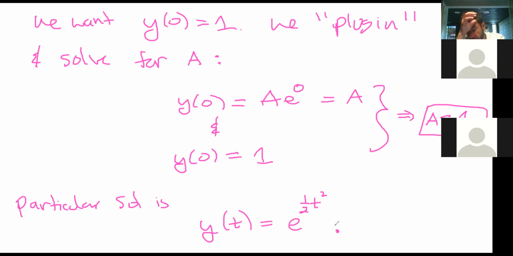Now, you might remember in differential equations, you probably studied this theorem called the existence and uniqueness theorem. There's this big theorem that you study in that type of math class. It says if there's a solution, it's unique. So this is the only solution to the problem that we stated.